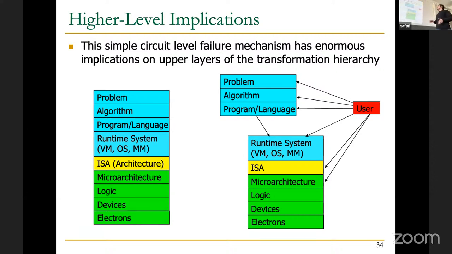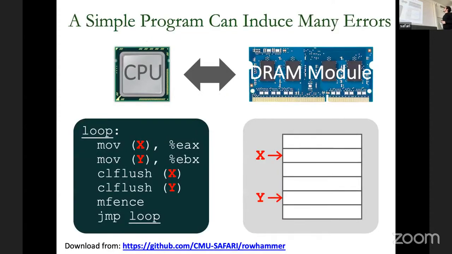The higher level implications are that because these errors happen in DRAM, they're now visible to the user. And maybe more importantly, one user can induce these bit flips. That's a threat for the security and the reliability of your system, and those will become more apparent as I discuss further.